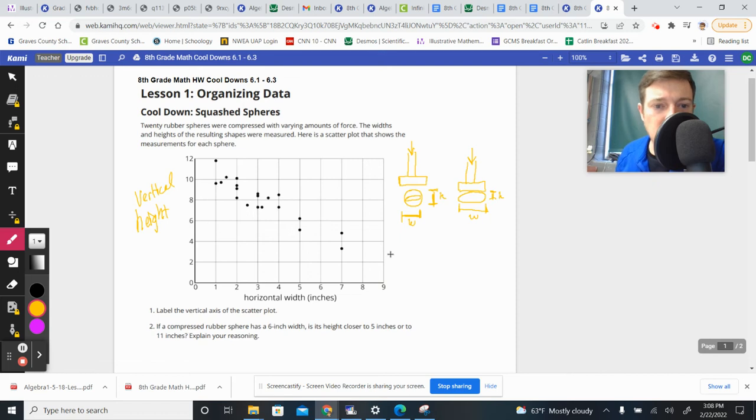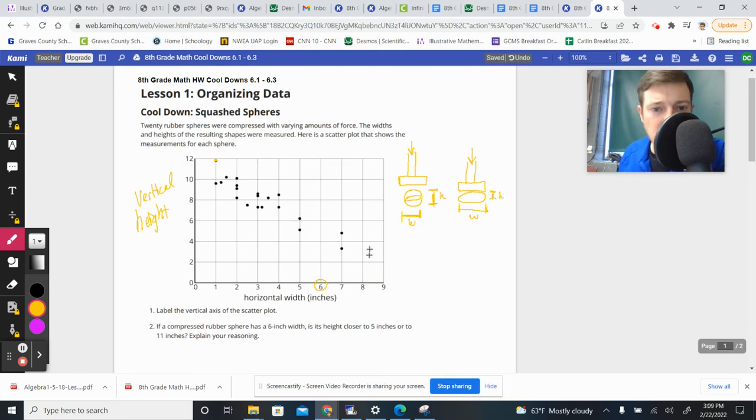We can see what's happening in the scatter plot. If my height is fairly high, then my width would not be very wide. It would be lower. As my height goes down, the ball gets squished and goes wider. So the width increases as the vertical height decreases. Now, if we compress this rubber sphere to a 6-inch width, which would be right here, we want to know how tall we would expect it to be.